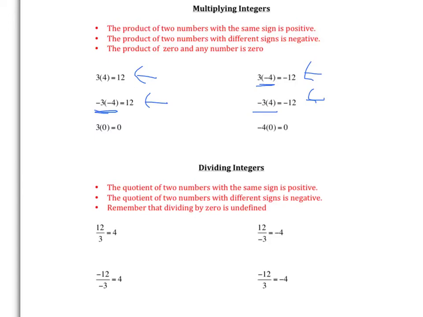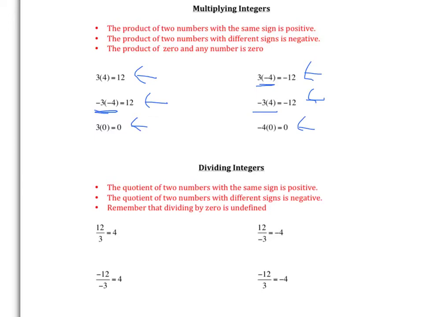Now I also added in here, remember that any time you multiply a number by 0, the product is going to be 0. It doesn't matter if it's positive or negative, anytime I multiply by 0 or with 0, my product will be 0.